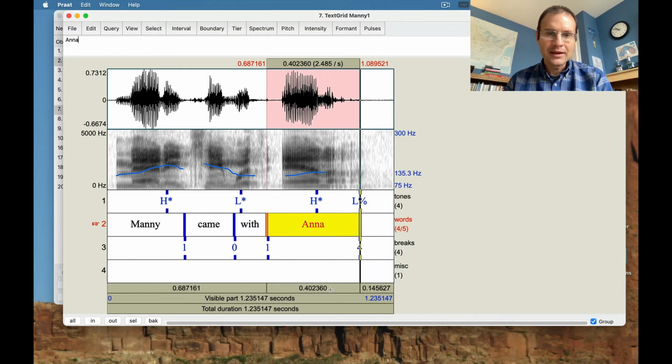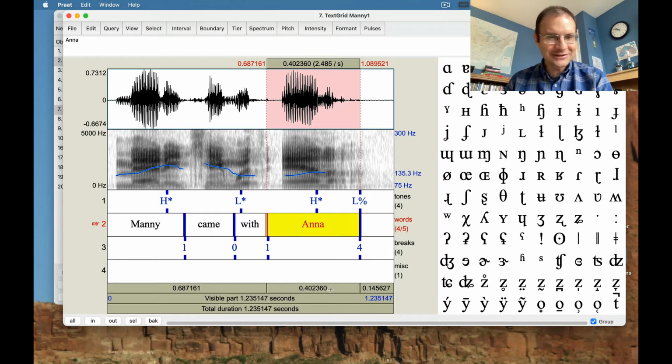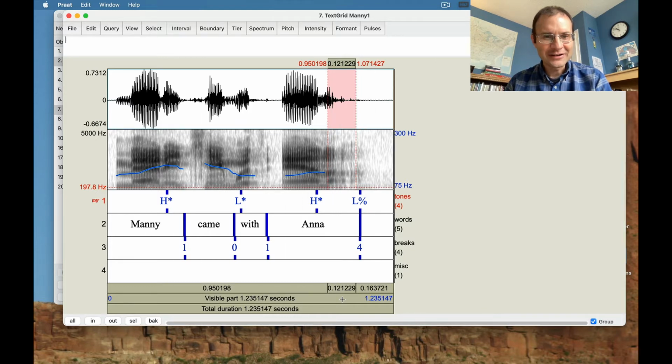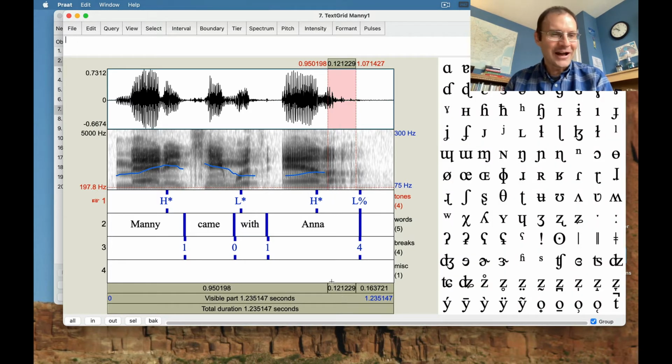Anna. And I'm sorry, I'm getting that echo. I just can't stop it. Yeah, so, right. That is a low boundary tone there as well. You can kind of see the creak here in my voice at the tail end. If it doesn't echo. I don't think that's echoing. That's good. Manny came with Anna. Yeah, whatever. The rest of this is kind of interesting.